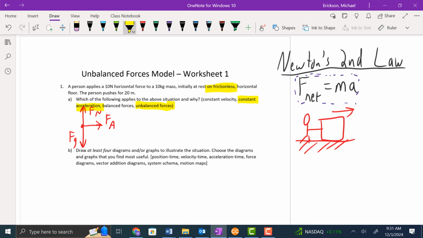So what we'll learn is that objects that are balanced experience constant velocity. Objects that are unbalanced experience acceleration. So those are kind of our two realms. Whatever we did back in the day for constant velocity applies to balanced forces. Whatever we did with constant acceleration will apply for unbalanced forces for our problems.